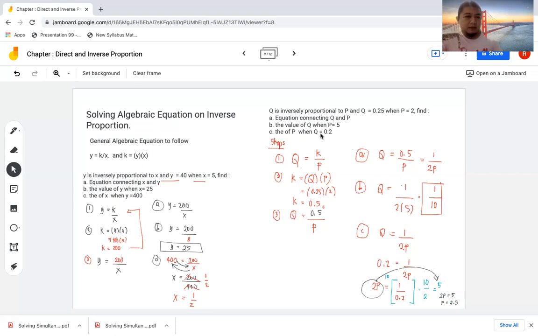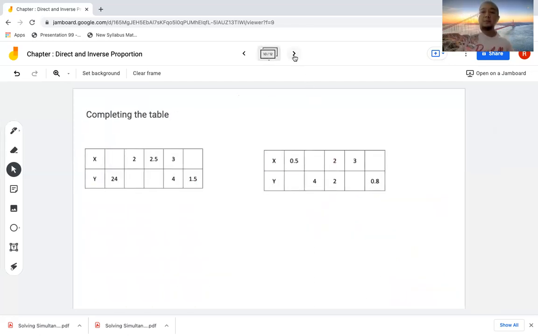Okay, I hope you guys got it. All right, let's move on to completing the table. So this one is very easy, guys. Some of you are still confused on how to answer this one. All you need to do is to follow this general rule.